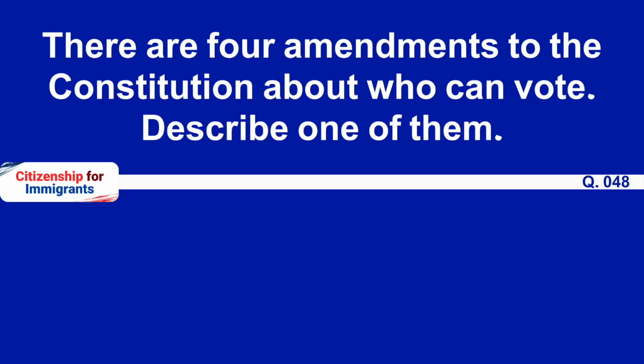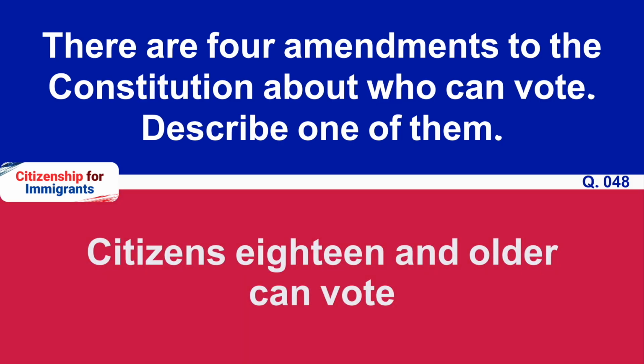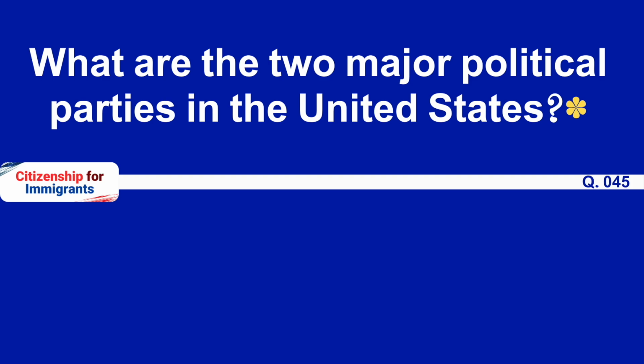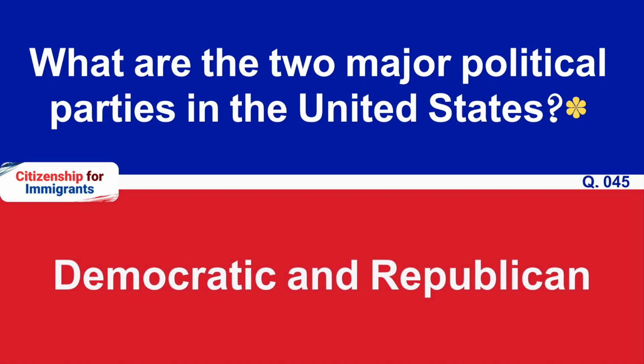There are 4 amendments to the Constitution about who can vote. Describe one of them. Citizens 18 and older can vote. What are the 2 major political parties in the United States? Democratic and Republican.